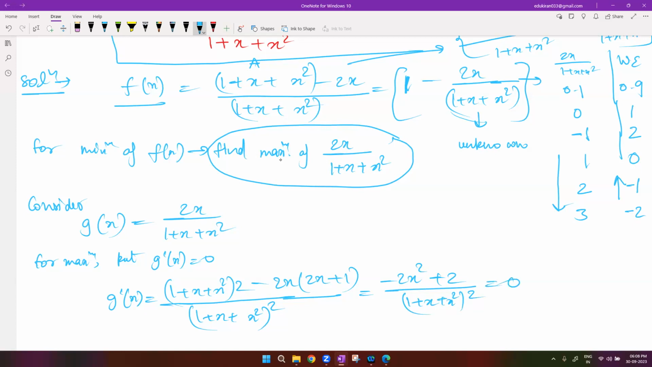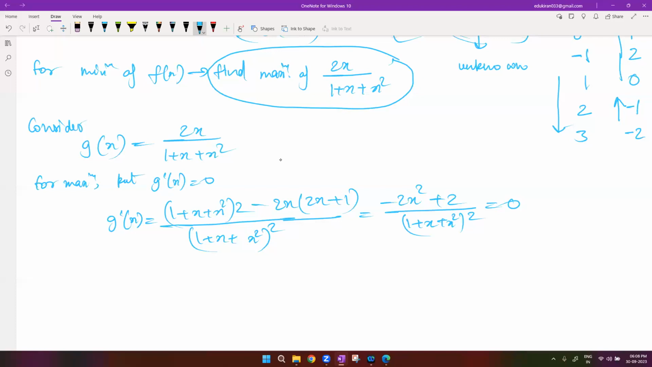So we will be putting this value equal to 0. This will give you two solutions. If you take minus 2 common, this will become x square minus 1. So hence g dash x equals 0 gives you x equals plus minus 1. Now we can go for second round. We can go for g double dash x to check.